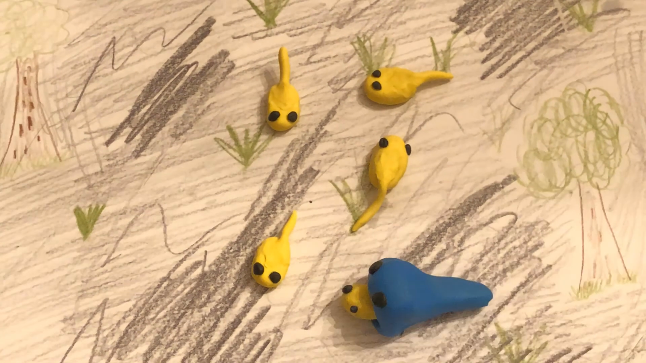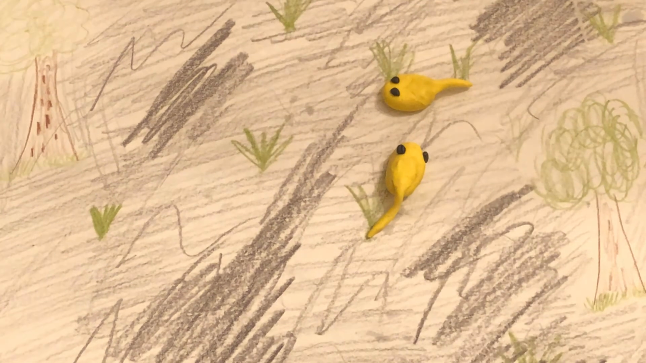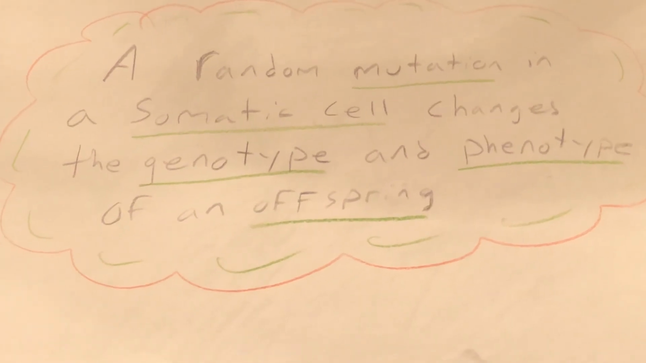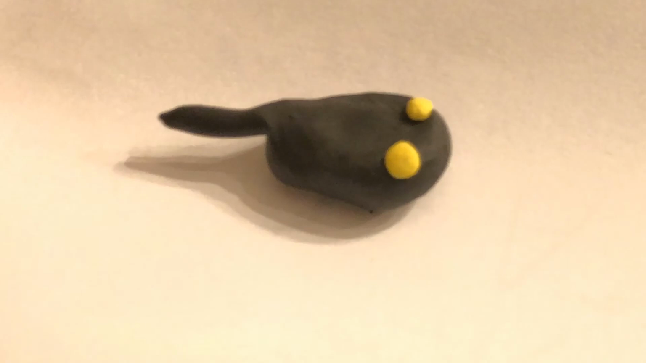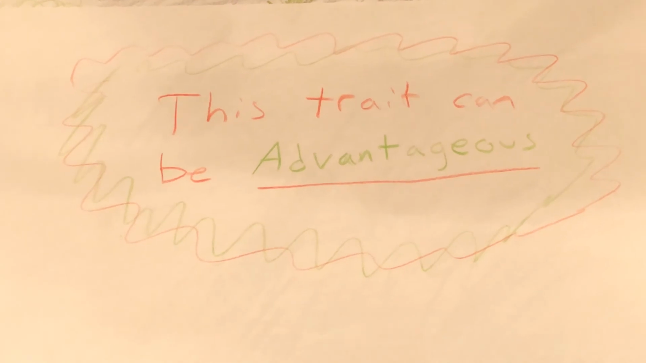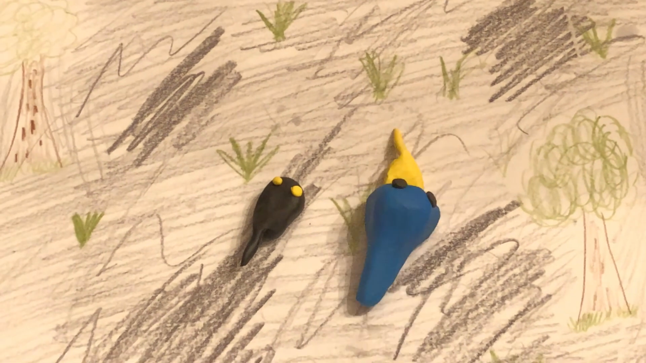So here we've got this population, these yellow guys, and they don't blend very well, so the blue guy comes and eats all of them. But a random mutation in a sex cell changes the genotype and phenotype in offspring. And I want to make clear it's random. Organisms can't choose when to mutate. So here we've got our new guy. This trait can be advantageous. As shown here, he now blends into the environment and he doesn't get eaten.